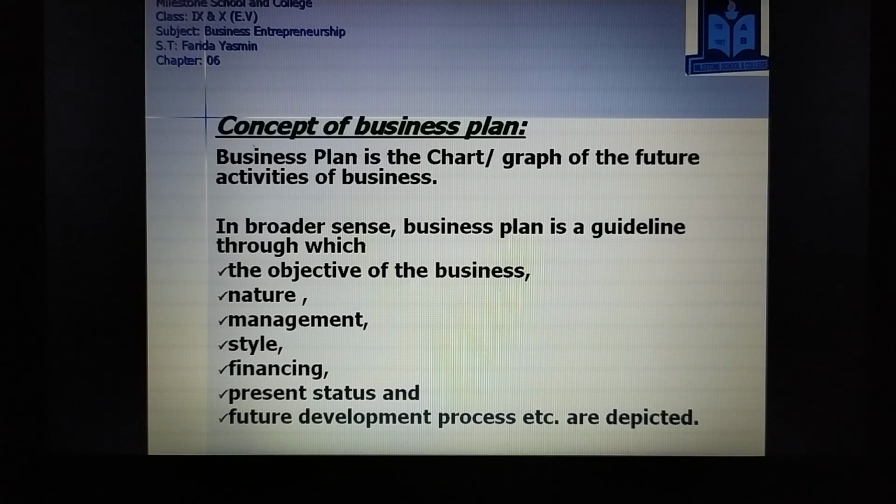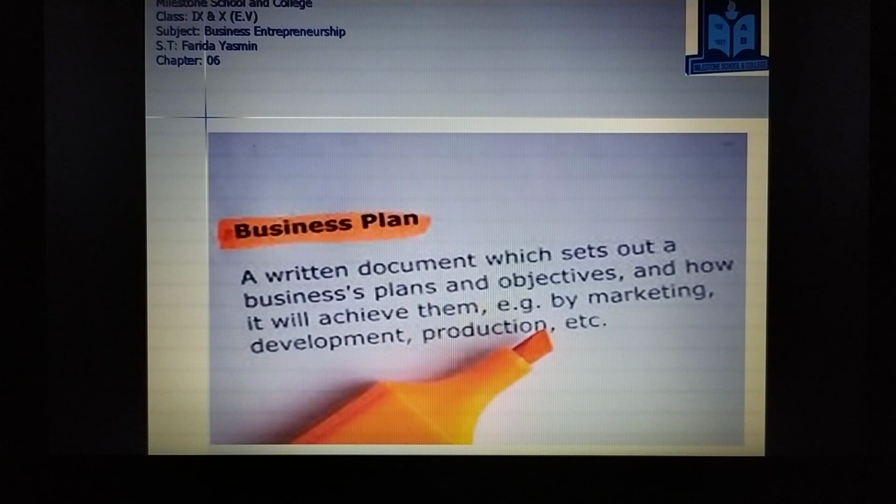Actually, business planning provides the proper guidelines for a business to achieve success and follow the right course. It helps the businessman to reach his objective. That is, business plan is a written document which sets out a business plan and objectives and how it will achieve them. For example, by marketing, development, production, etc. Business planning is necessary in both cases, starting a new business or expansion of existing business. Okay, it helps to expand the existing business also.